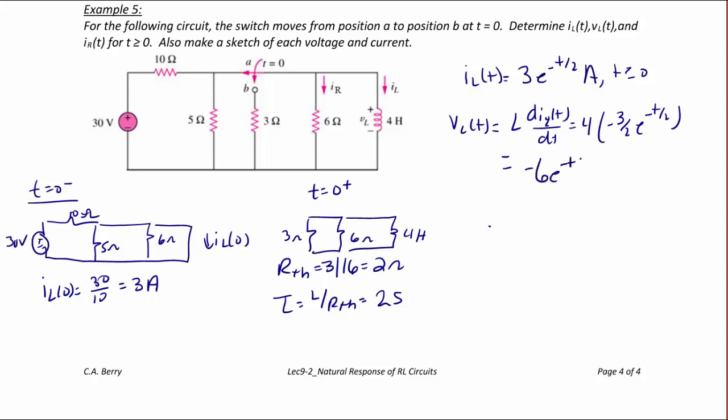Since VL of t is equal to VR of t, I can use that fact to find IR of t. So IR of t is equal to VL of t over 6, which is negative 1 e to the negative t over 2 amps for t greater than or equal to 0.